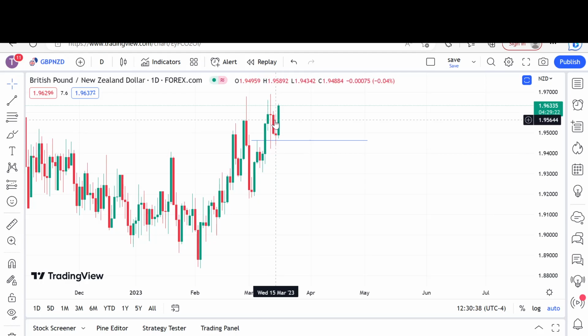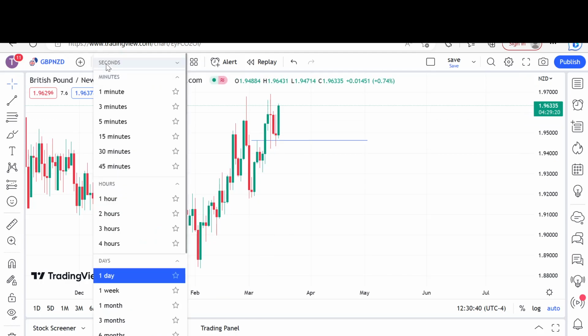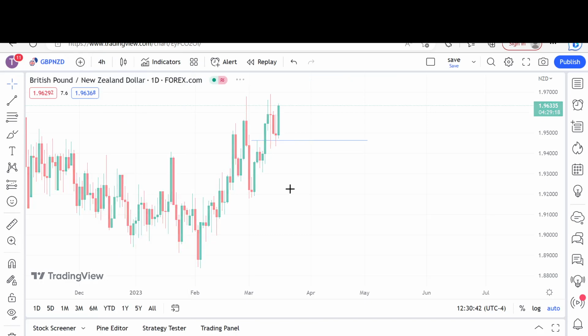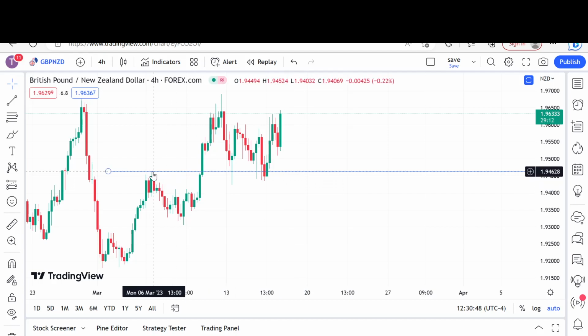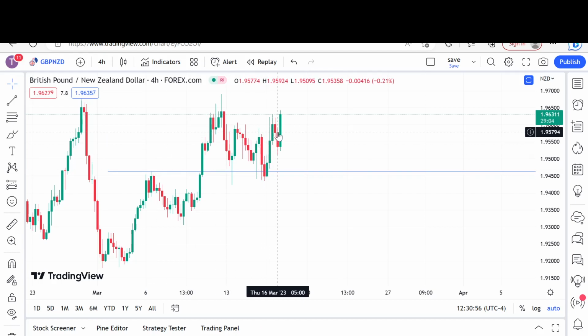Boom, you get a nice reaction off of that level. So now we're going to go to our lower time frame so we can see that reaction. Here is our 4-hour chart. This is that higher time frame level now just displayed on a 4-hour time frame. So you can see price tested that level, and boom, you get a nice big explosive move to the upside.